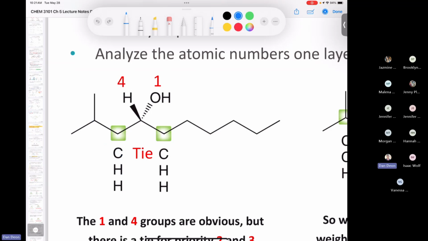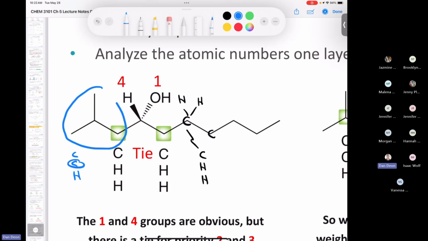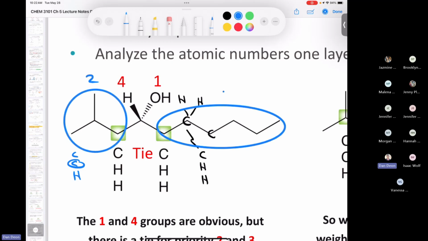So what we're going to do is we're going to go further. If I go to this carbon, it's attached to this carbon and 2 hydrogens. Okay, so this one is attached to carbon, hydrogen, hydrogen. Whereas if I go to this one over here, you can see it's attached to 2 carbons and 1 hydrogen. So it's got carbon, carbon, hydrogen. So where's the tiebreaker? It's right here. And so what does that mean? It means in the end that the group on the left, this group here, is priority number 2, and this group over here is priority number 3.